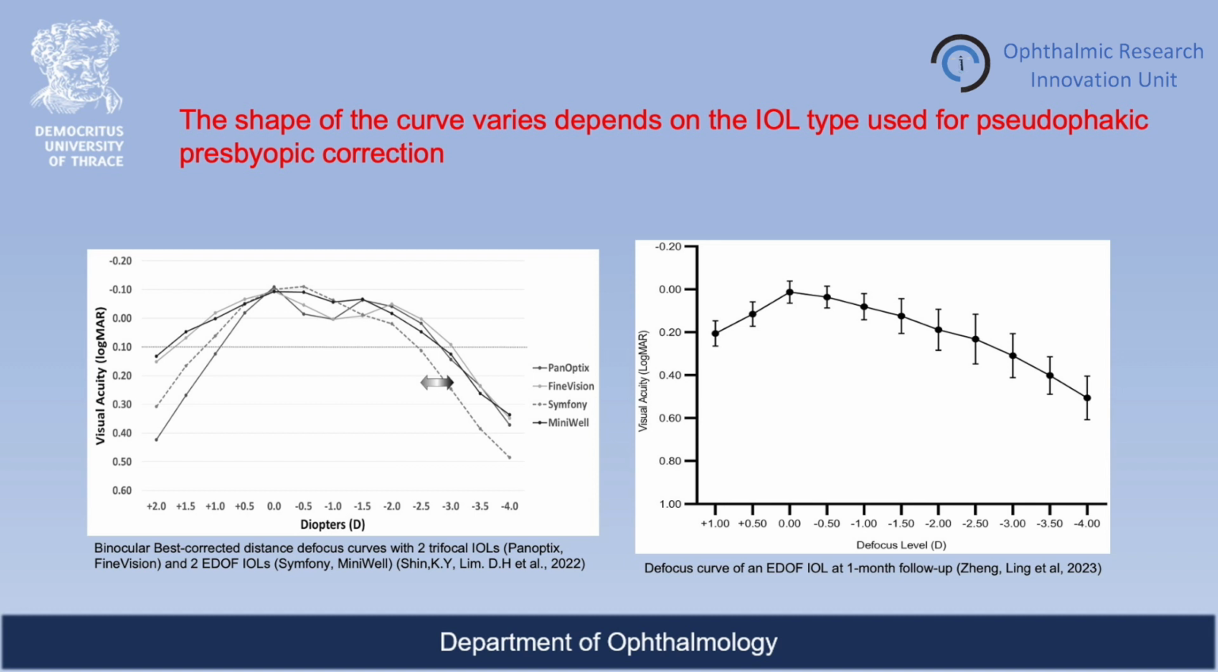In the first figure, from left to right, we can see the binocular best corrected distance defocus curves of two trifocal and two EDOF IOLs, whereas in the second figure, we can see the defocus curve of an EDOF IOL 1 month after presbyopia correction.